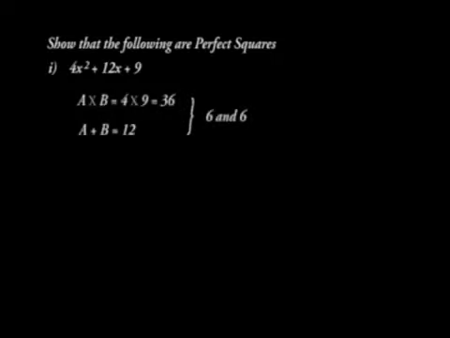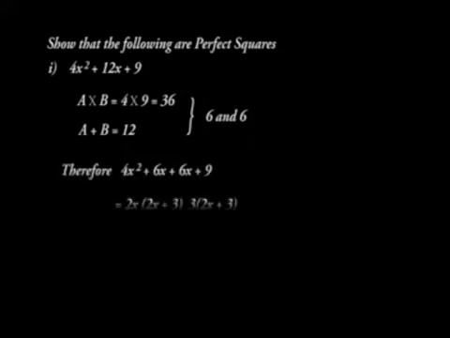Number 1, 4x squared plus 12x plus 9. A times b is 36, a plus b should be 12, and our numbers are 6 and 6. We substitute 4x squared plus 6x plus 6x plus 9, factorize. We have 2x plus 3 times 2x plus 3, and this can be replaced by 2x plus 3 squared, and therefore the expression 4x squared plus 12x plus 9 is a perfect square.